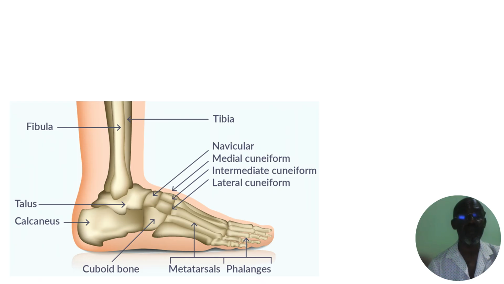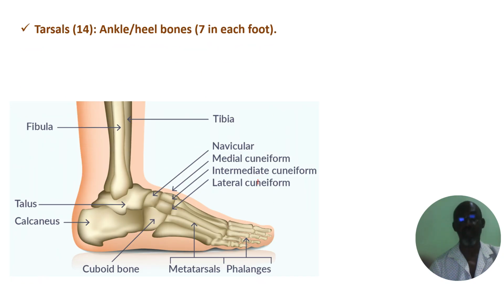These are metatarsals. We don't have specific names, but we give them numbers 1, 2, starting from the thumb side. Then phalanges: proximal, medial, and distal for all toes except the big toe. Okay, and here we come to the end of our lecture on the skeletal system.